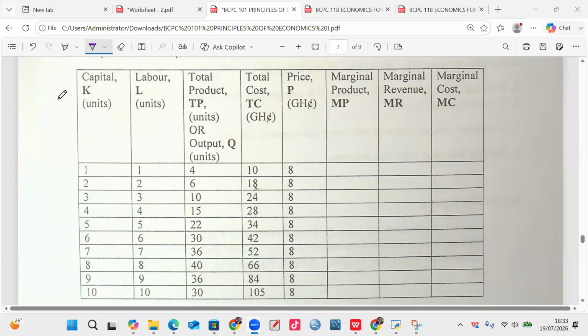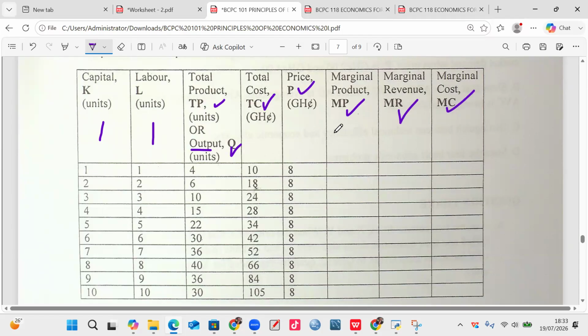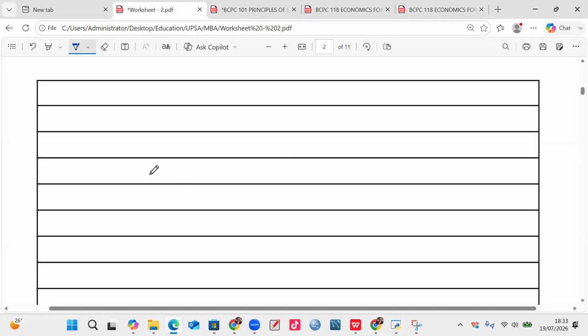All right. So we have the capital column, which is this. We have the labor, we have the total product, or the output. We have the total cost, we have the price, we have the marginal product, we have the marginal revenue, we have the marginal cost. The marginal product, marginal revenue, marginal cost, they are all empty. Total cost is filled. Price, TP, L, K, they are all filled. Now, before we start with production, let me go back to what I first started explaining.